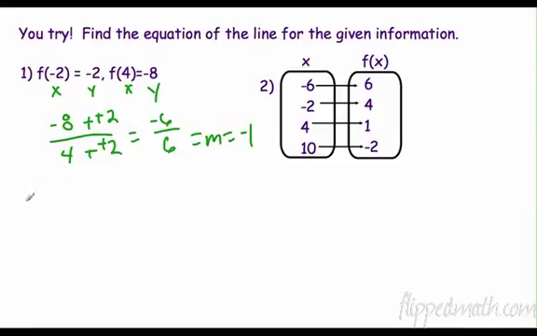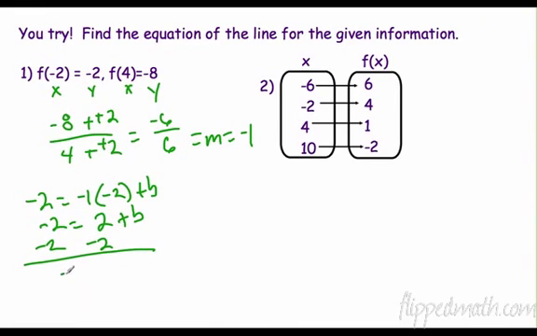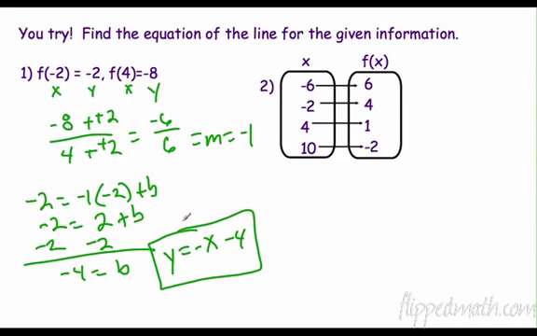Plug it in. I'm going to use the first point. Negative 2 equals negative 1 times negative 2 plus b. Negative times a negative is a positive. I'm going to subtract 2 from both sides. Negative 4 equals b. So my equation is y equals negative x minus 4. Remember, that's negative 1x, but do I write that 1? No. By this point of Algebra 1, you really need to be on that. Still see a lot of kids writing that as a negative 1x, and it's okay, but you should get past that. All right? You should be better than that by now.